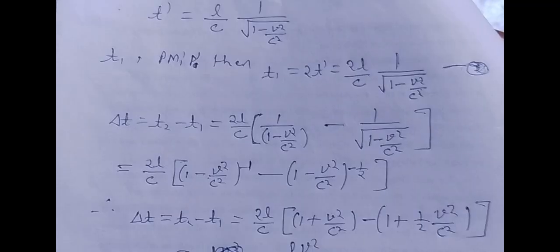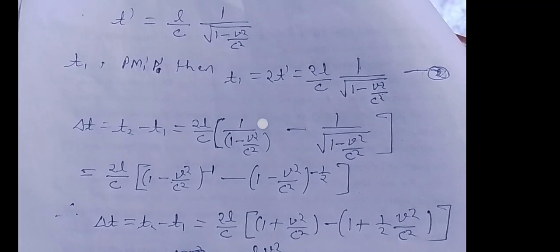In the actual experiment, the whole apparatus, which was placed on a block of stone floated in mercury, was rotated through an angle of 90 degrees, and this introduced a path difference of the same amount in the opposite direction. Hence a shift of 2L V square by C square into lambda was expected.